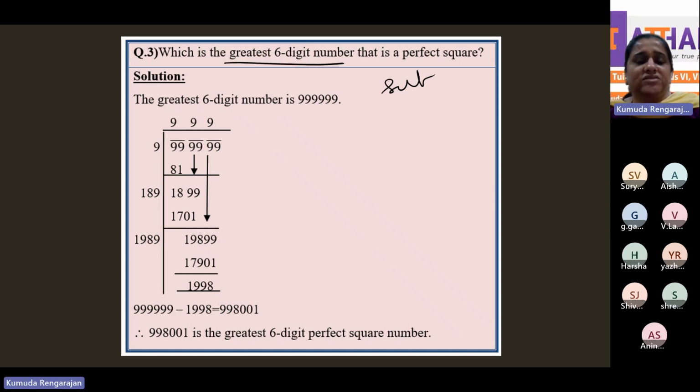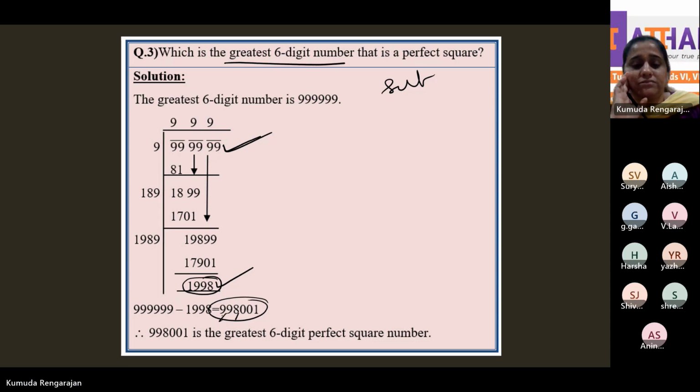Take up the greatest 6-digit number. Perform the long division. The remainder is 1998. So this number minus 1998 is 9,98,001. This is the greatest 6-digit number that's a perfect square. So it's just a subtraction method.